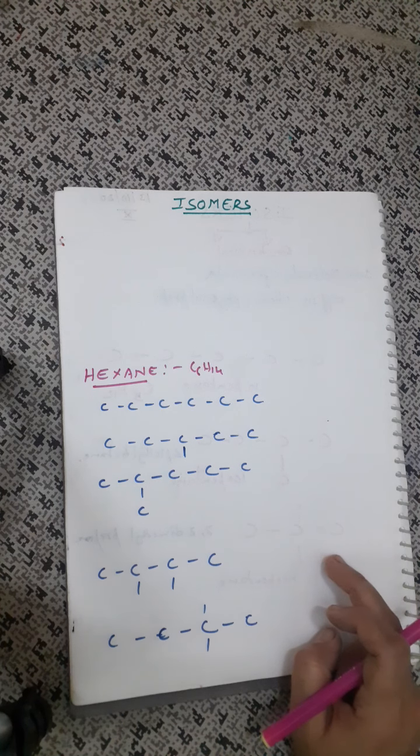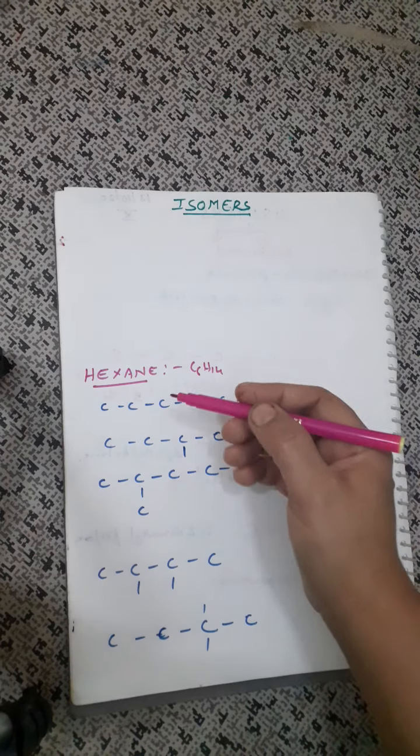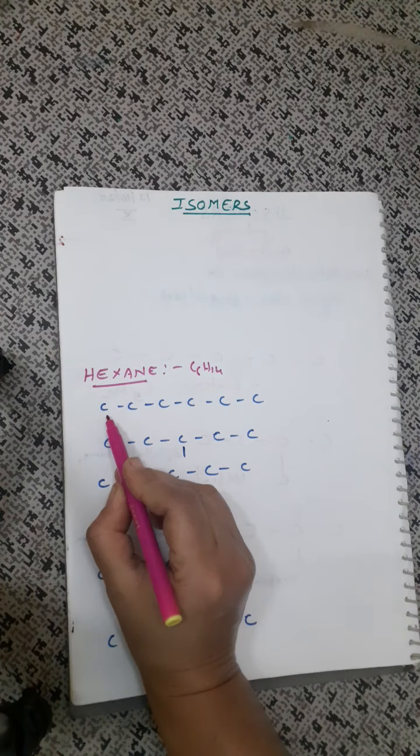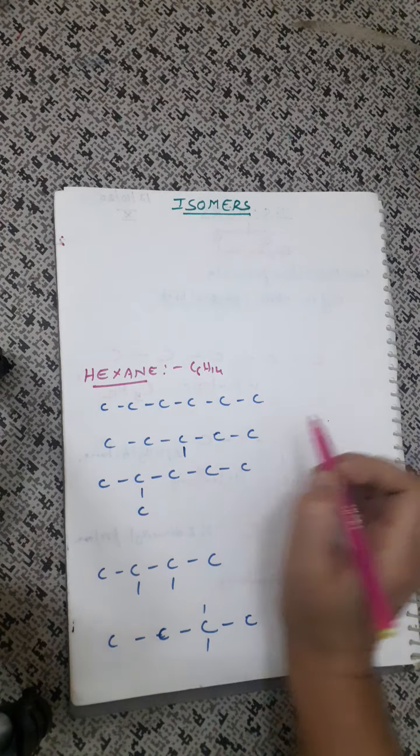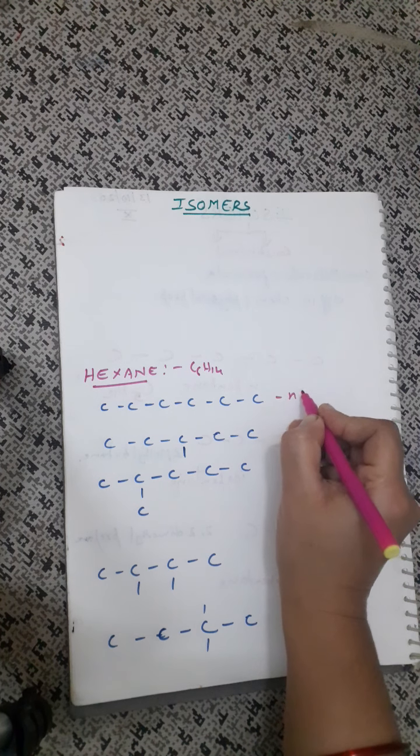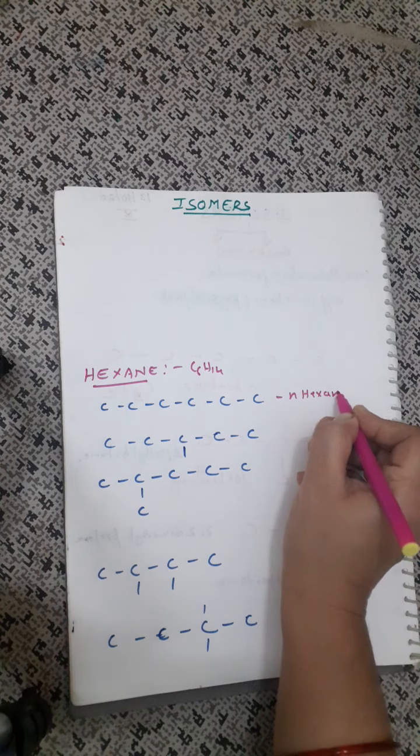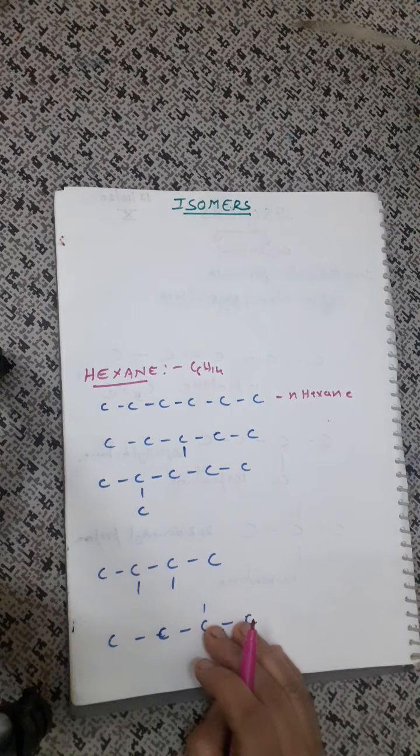Now, can you recall what is isomer? The compounds with the same molecular formula but different structure or chemical and physical properties, isn't it? And the phenomenon is called as what? Isomerism. So now observe this hexane. So the straight normal one is called as what? N hexane. Okay, or normal hexane.